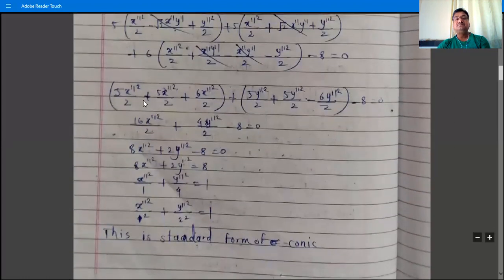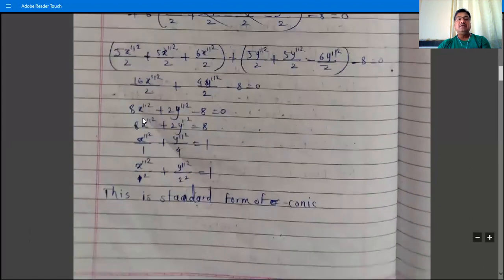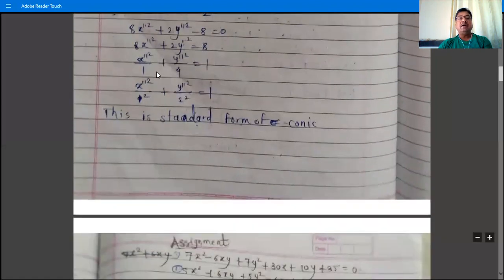So we have 16 x double dash square by 2, and 4 y double dash square by 2, since 5 plus 5 is 10, minus 6 is 4, minus 8 is equal to 0. And then it is 8 x double dash square plus 2 y double dash square minus 8 is equal to 0. Then shift this 8 to the RHS and divide throughout by 8. Then what we have? x double dash square, 8 by 8 is 1, plus y double dash square, 2 by 8 is 1 by 4.